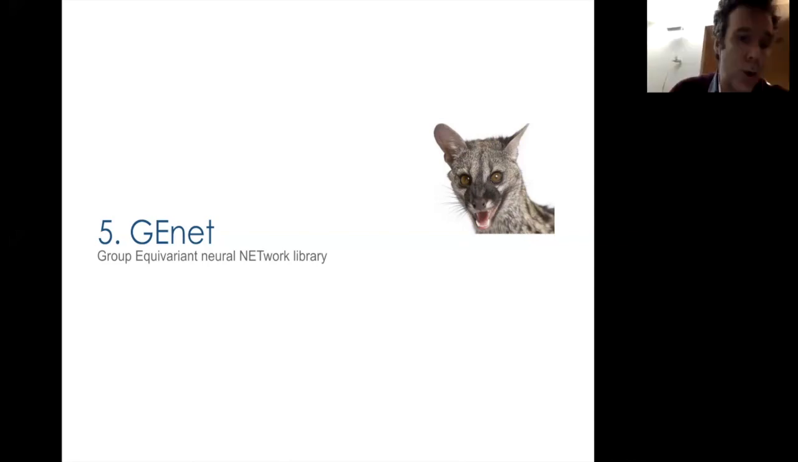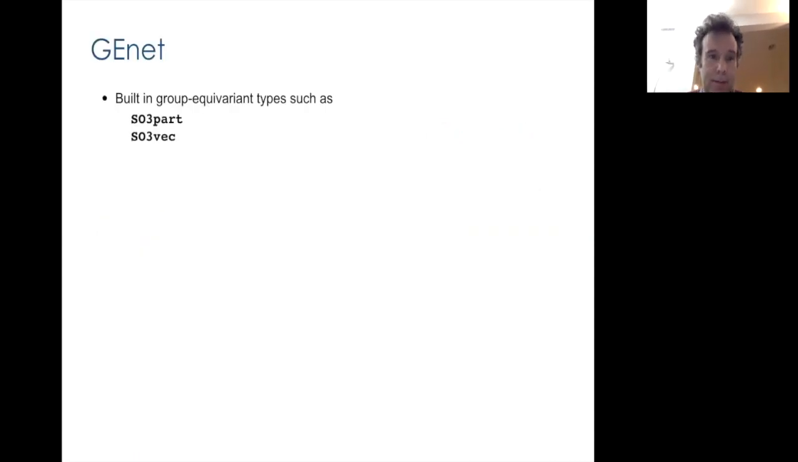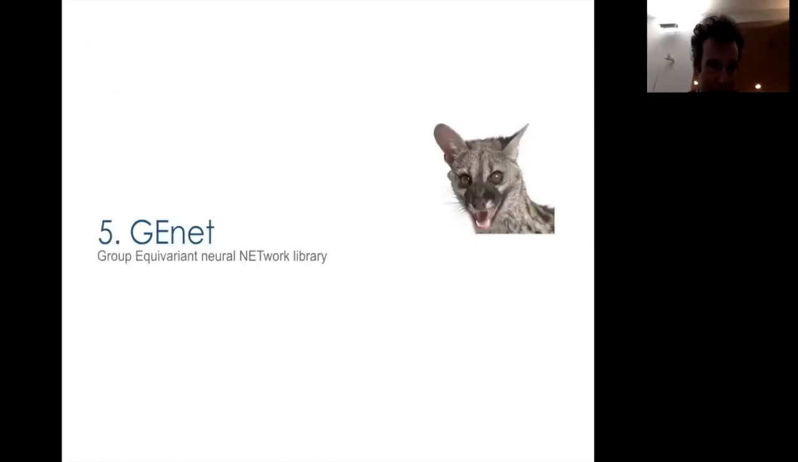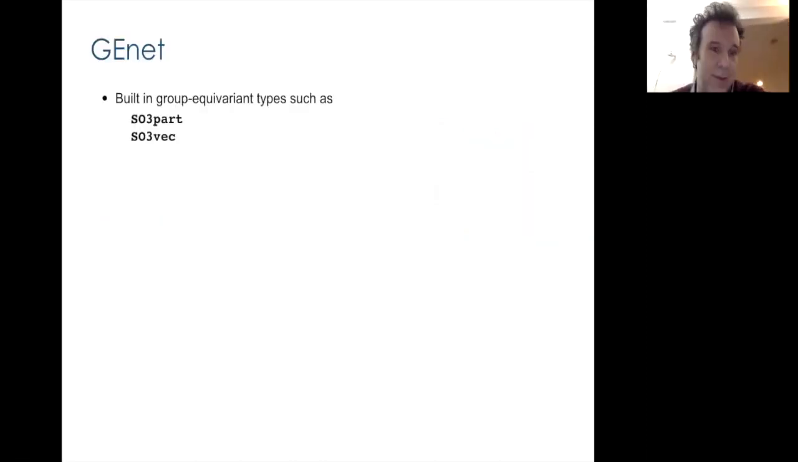Okay, so an alternative is to build your own. That's what we've been doing. We've been working on a flexible C++ based framework for group equivariant neural networks for the last year or so. It's named after another type of cat. It's called GeNet, for group equivariant neural network.